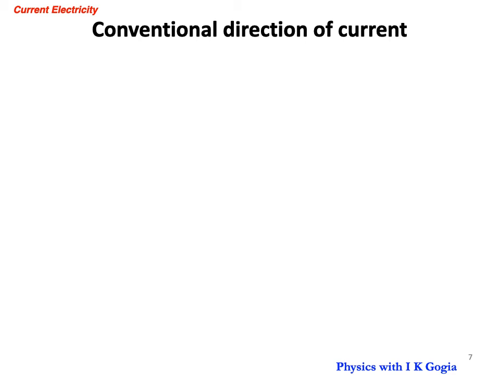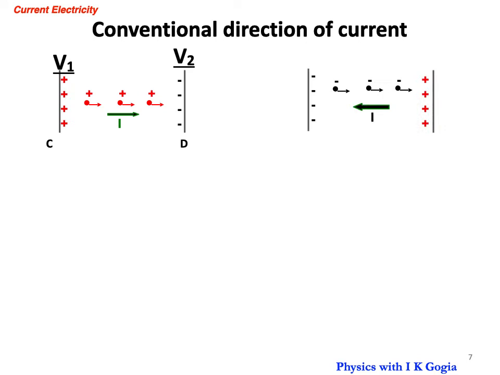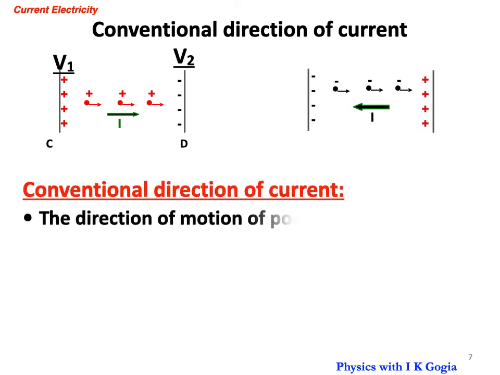Conventional direction of current. Remember, current is a scalar quantity. Why we take it as a scalar, we'll discuss. But then we assign a conventional direction to it. The direction of motion of positive charge is taken as the direction of flow of current. So the current flows from higher potential to the lower potential. If V1 is at a higher potential than V2, the positive charge will flow from V1 to V2, and this also will be taken as the direction of current.